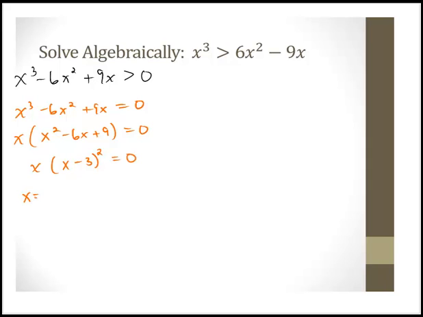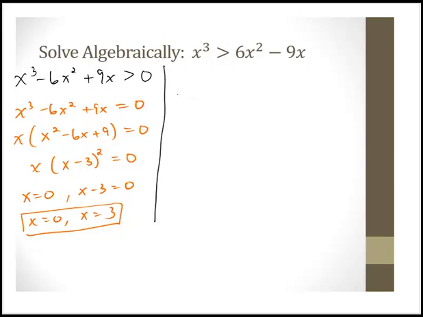So then x equals 0, or x minus 3 equals 0. So x equals 0, and x equals 3. So there's my two solutions of the equation, and I will plot those on the number line. Here's 0, and here's 3. And I'm going to use open points at 0 and 3, because it was a strictly greater than inequality, which means I will not be able to use those boundary points, because at the boundaries the output would be 0, which is not greater than 0.